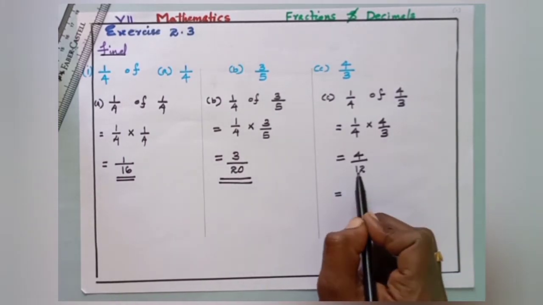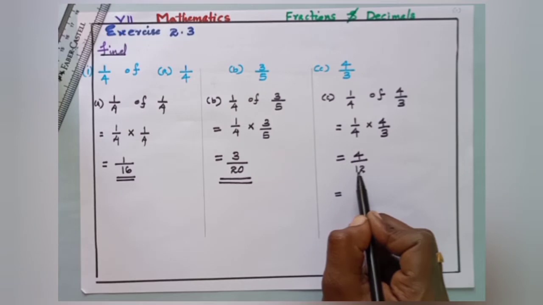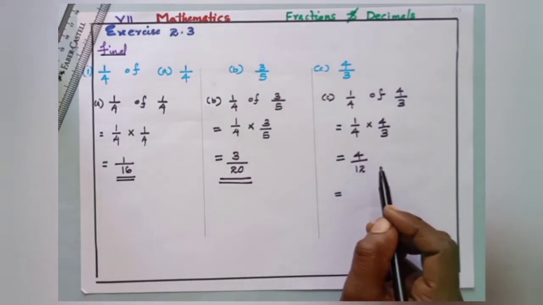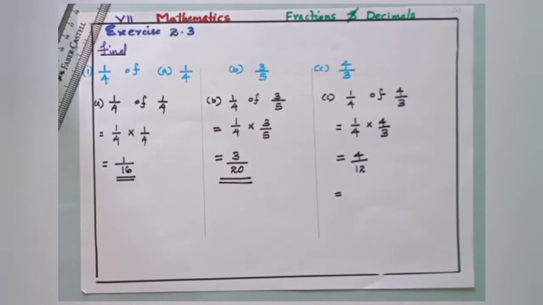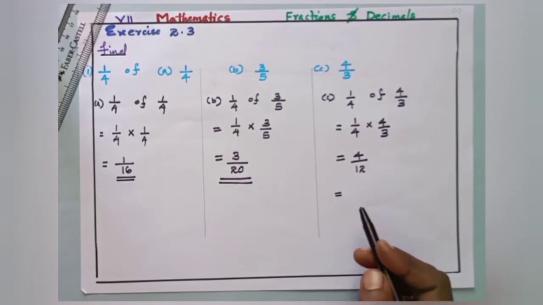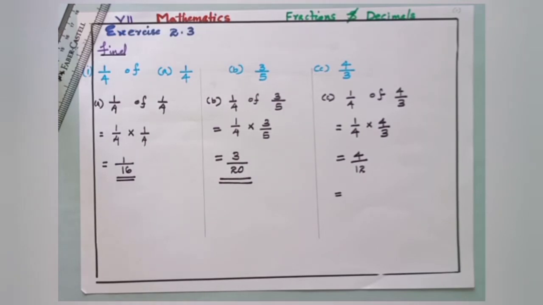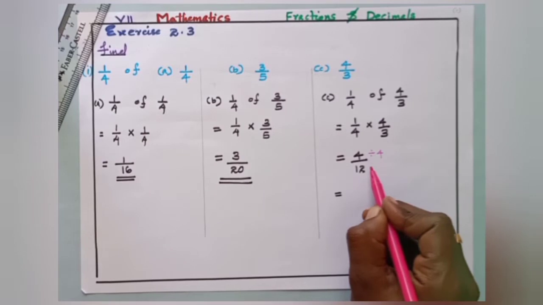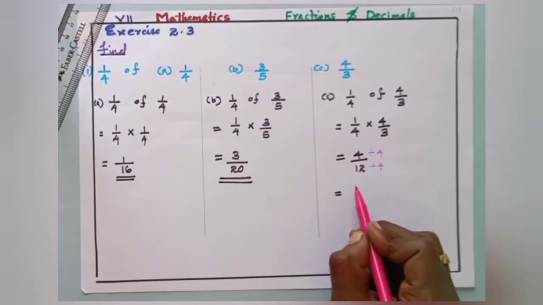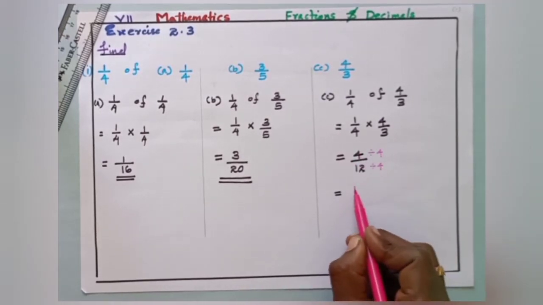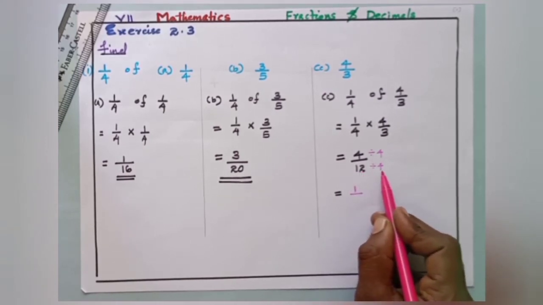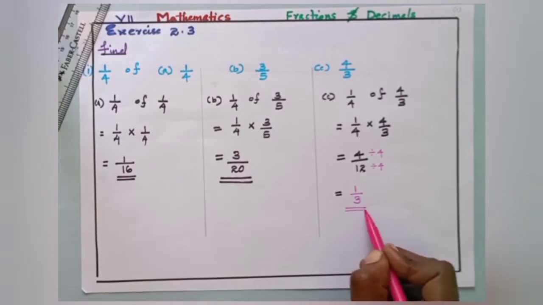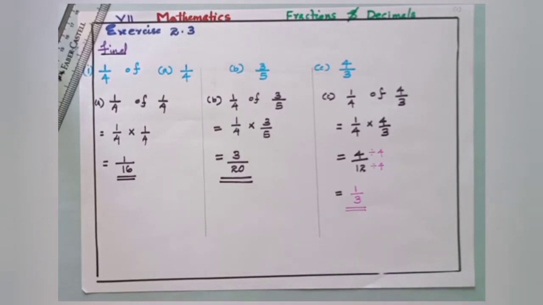See, here 4 and 12 we can simplify into lowest form. 4, 12. The highest common factor is 4. So, we can divide both numerator and denominator by 4. We get 4 divided by 4 is 1, 12 divided by 4 is 3 4s are 12, 3. So, final answer is 1 by 3.